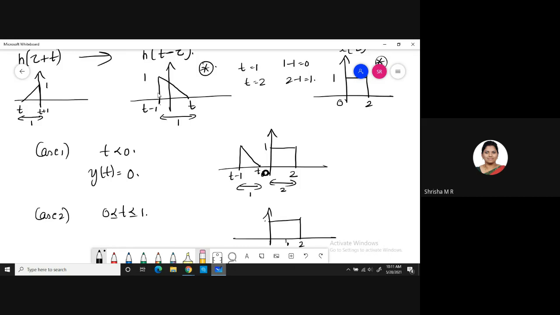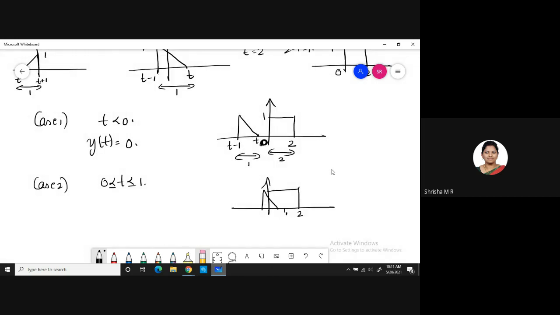Got it? So this is t, this is t minus 1. So if you assume t is some 0.5, if this is 0.5, this would be 0.5 minus 1, minus 0.5. Here, t minus 1. So what is the overlapping space? 0 to t, ma'am. 0 to t is the overlapping space.